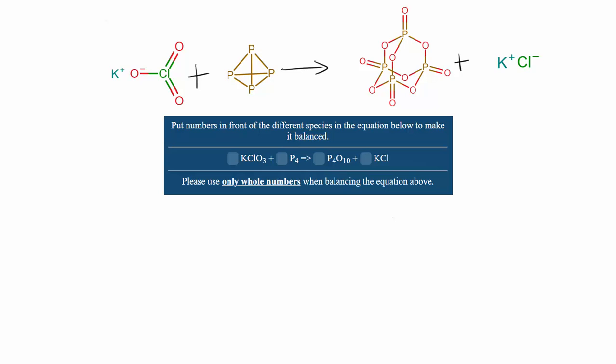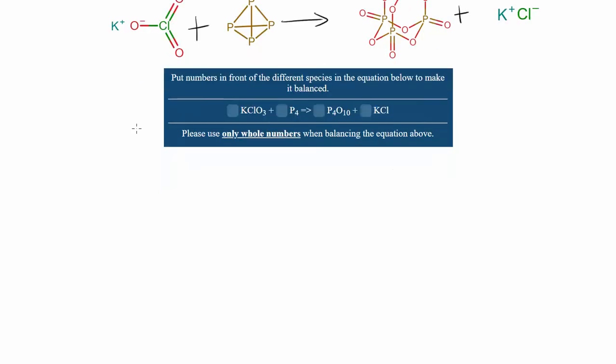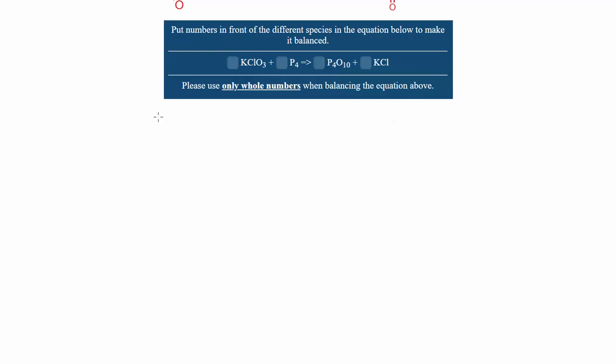Well, the first thing I'm going to do is take a look at how frequently each element occurs on both sides of the equation, the reactant side and the product side. Here we've got potassium, chlorine, oxygen, and phosphorus, right? I'll start with the left-hand side. So we've got potassium, chlorine, oxygen, and phosphorus, okay?